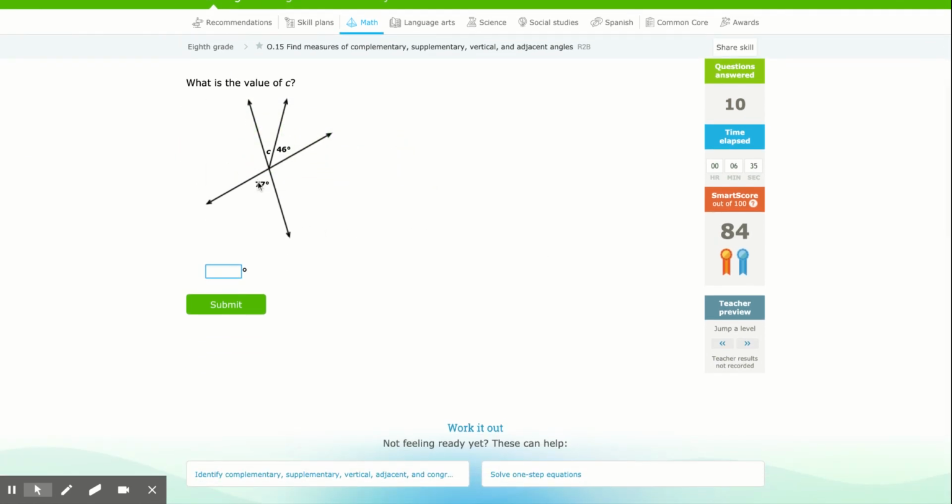Again, very similar here. We have this 77-degree angle that is vertical to the two angles that are put together. And these two angles are adjacent angles. So C has to be the other portion of 77. So what's 77 minus 46? 77 minus 46 would be 24. No, would not be 24. I can subtract 46 from 77. It's going to be 31. 77 minus 46 is 31, or 31 plus 46 is 77.